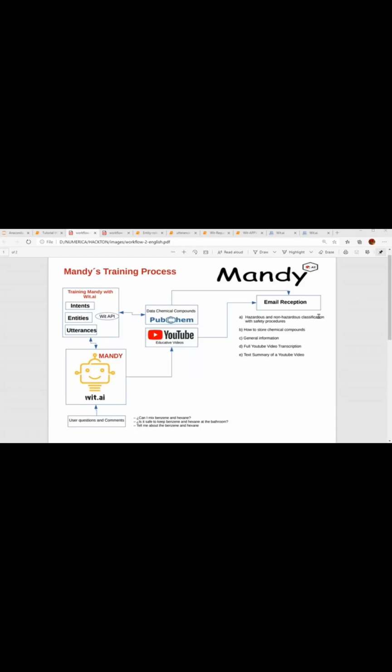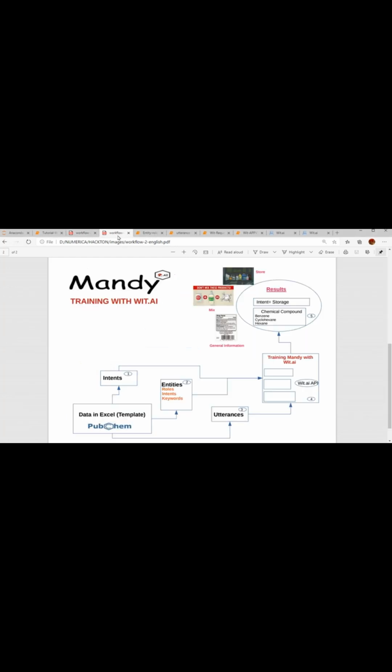This is the application in which we trained Mandy, a robot that uses Wit.ai to identify chemical compounds and the intents of the users, so that they receive by email stored procedures and recommendations about how to manage those chemical products properly.